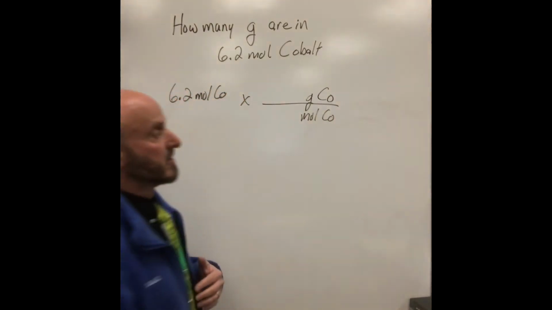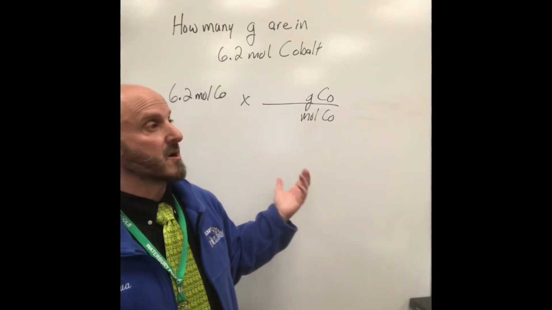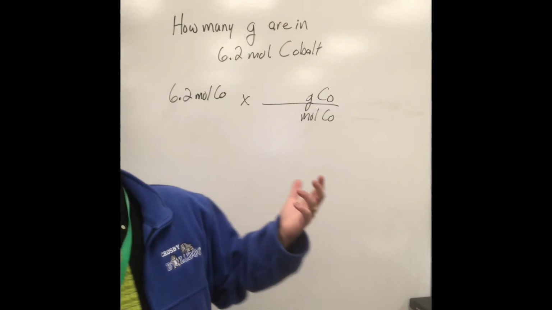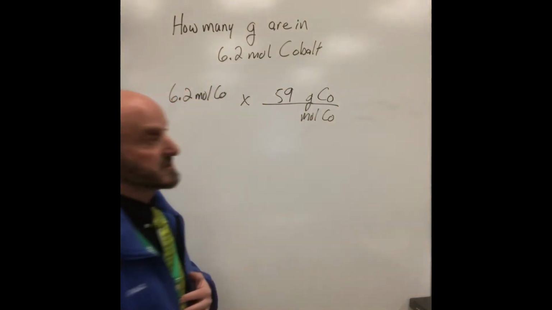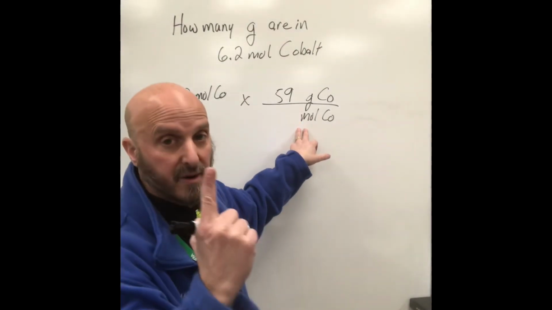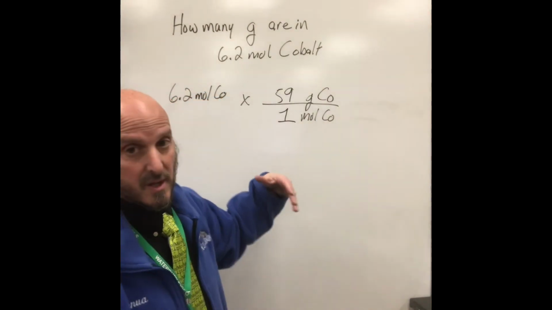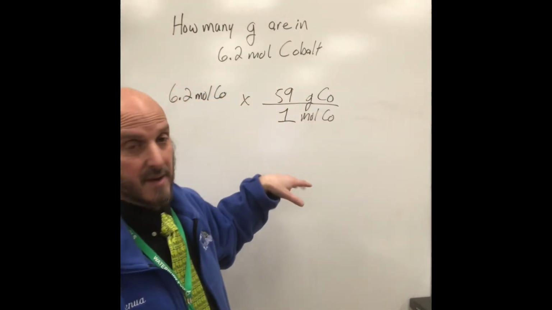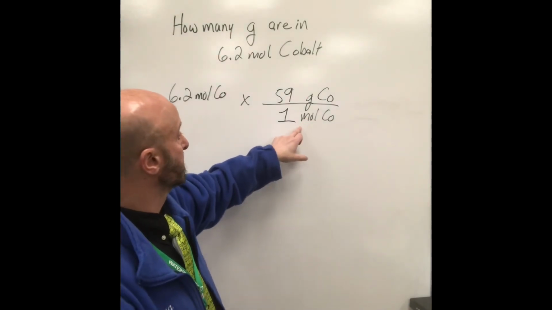So now grams, that comes from the periodic table. If you go to cobalt, Co, right in the middle of the periodic table, you'll see that it's 58.9 grams. We'll round that to 59 grams. And the word mole always gets the number 1 in front of it. So this time it's in the denominator. Don't always put the 1 on top or always on the bottom. Wherever the word mole is, that's where the 1 goes. So 1 goes in front of moles.